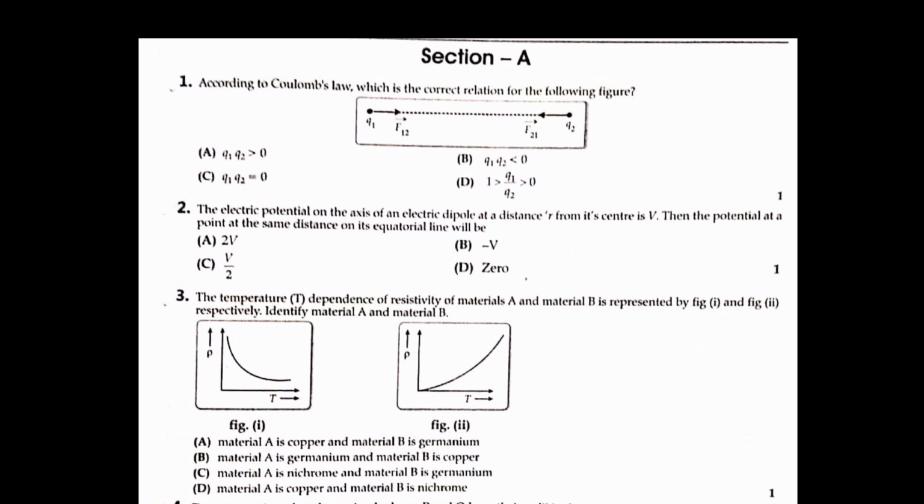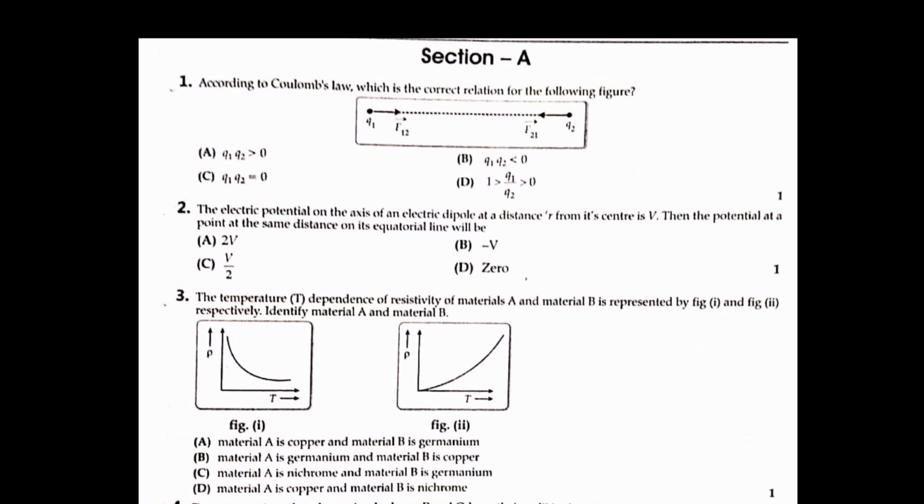Here the electric potential on the axis of an electric dipole is given as V. Then we have to find the potential at the same distance on the equatorial line. So in the case of the equatorial line, which quantity will be varying? What is the equation for finding the potential due to this dipole? V is equal to 1 by 4 pi epsilon 0 P cos theta by r square, right? It is along the axial line. So if we find it on the equatorial line, that angle will be 90 degrees. So theta will be 90 degrees.